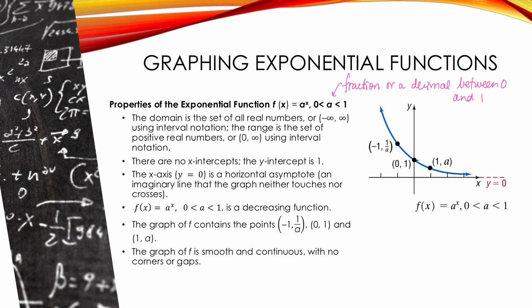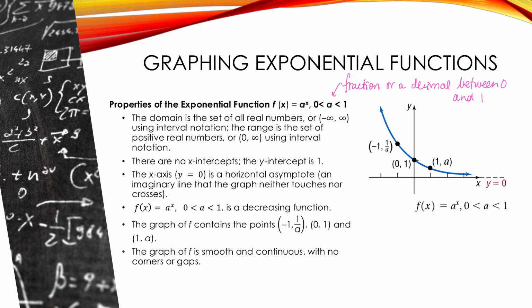Well, the domain stays the same. It is still all real numbers. The range stays the same. It's still 0 to infinity. The horizontal asymptote stays the same. We still have no x-intercepts. And the y-intercept is still 0, 1. What does change is that our graph has been essentially reflected about the y-axis.